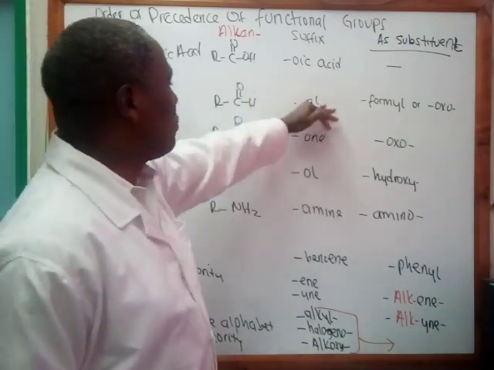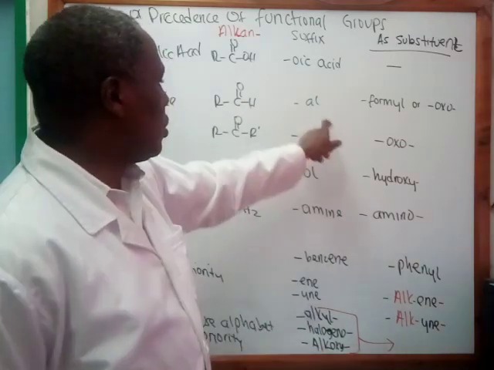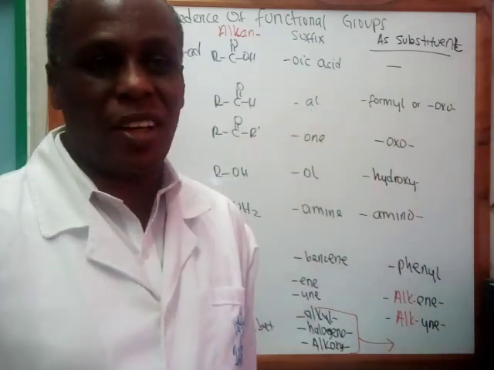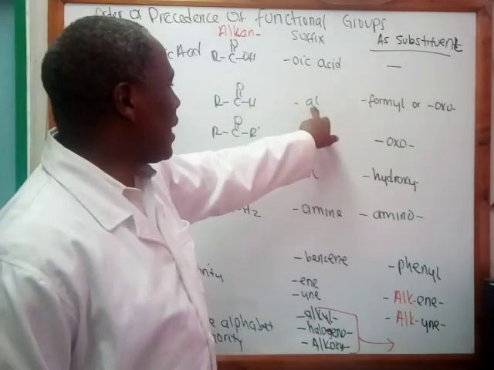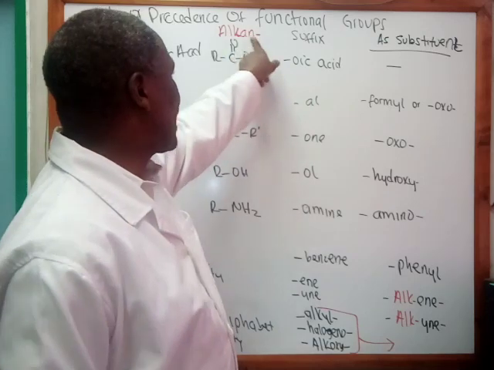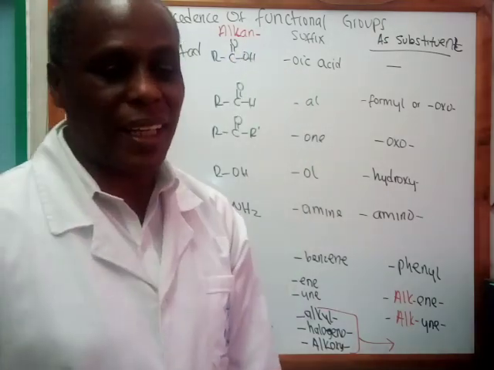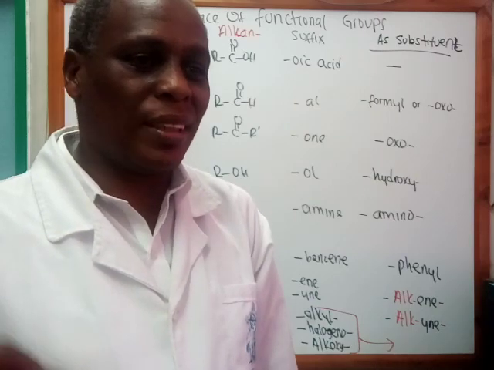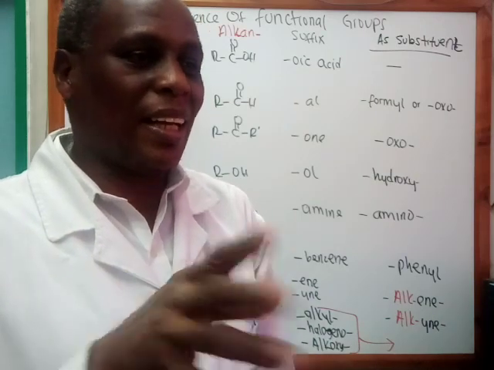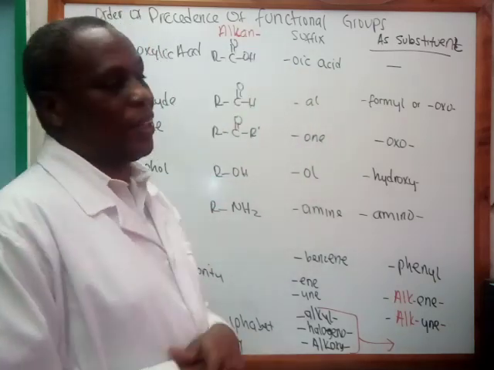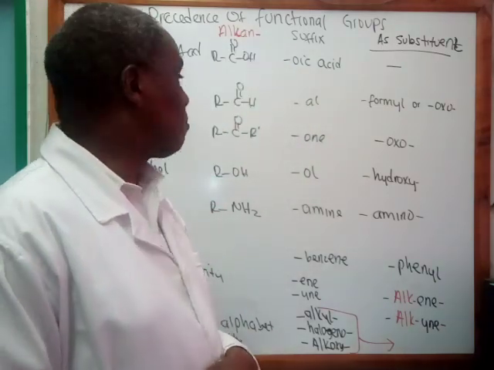So the suffix, it means that for the aldehyde, the name will end with al. If aldehyde is the main functional group, the name will end with al. For example, like alkanal. For example, if it is methane and then it's got a carbon double bond O, H, carbonyl group, then the name will be methanal.